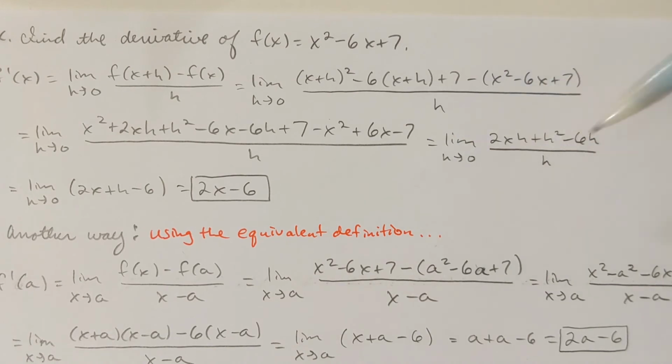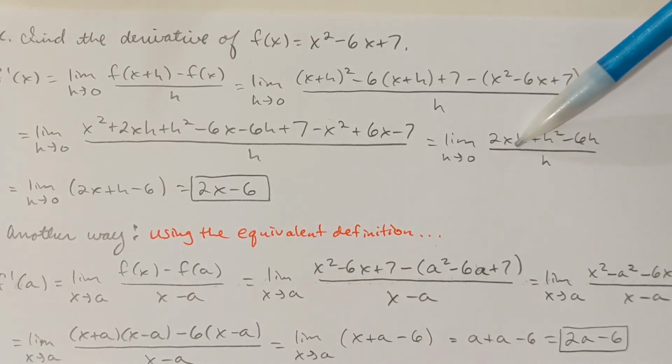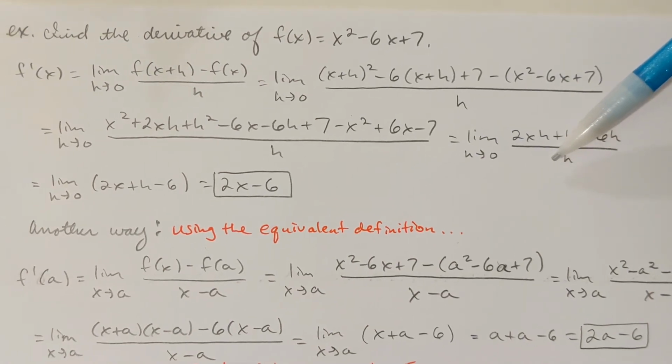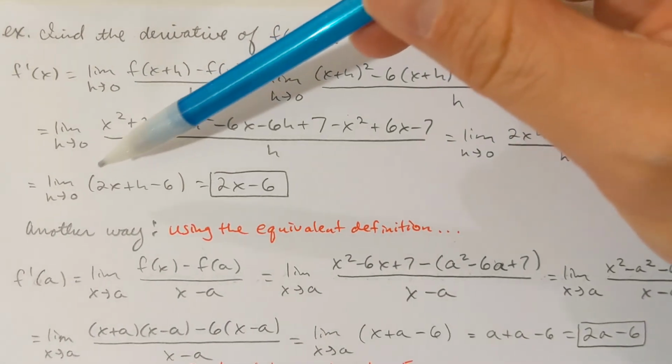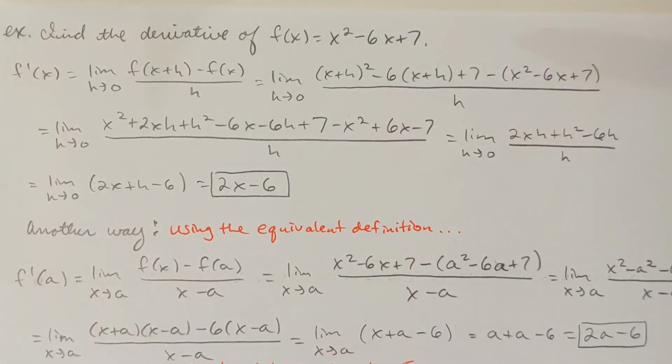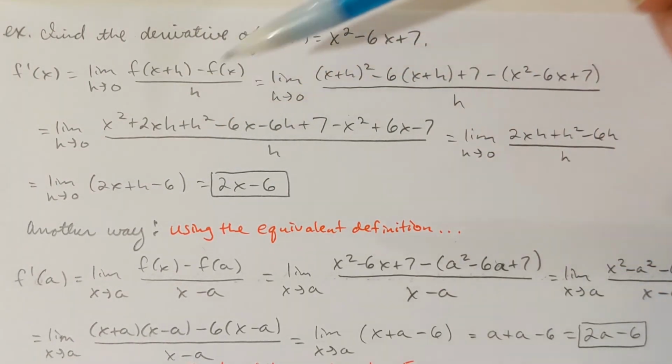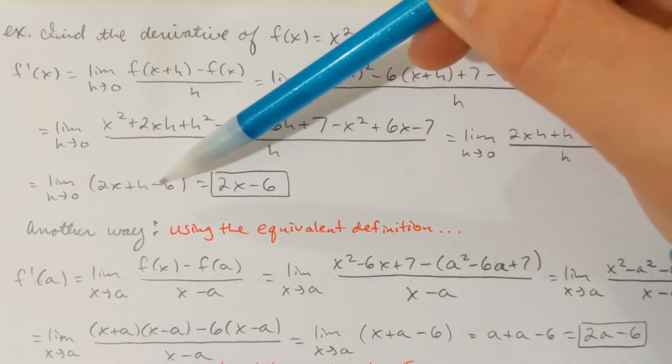I still can't plug in 0, right? But h is in common to these three terms in the numerator, so I'd say the next move would be, let's factor an h out from the terms up top and we'll cancel it with the one down under. Okay, so I've done that next, and that leaves me with the limit as h approaches 0 of 2x plus h minus 6. Now the limit is in terms of h.